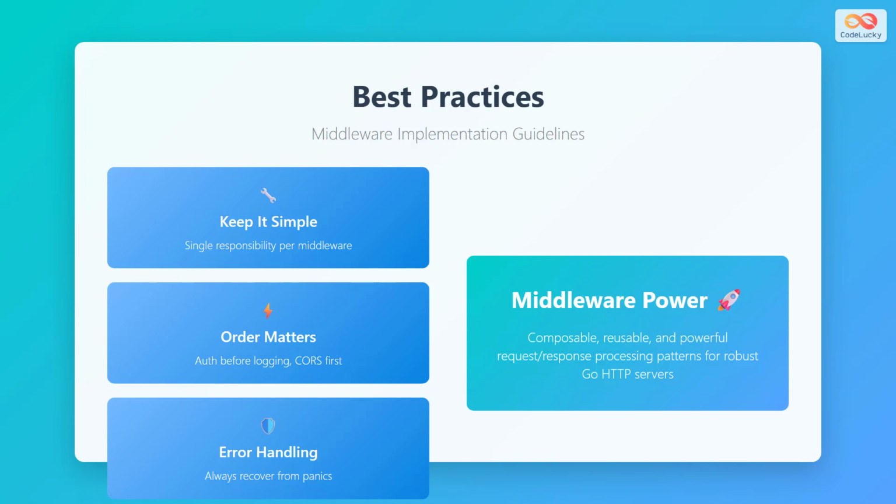Some best practices for middleware implementation are to keep it simple, ensuring that each middleware has a single responsibility. The order of middleware matters, with authentication before logging and cross-origin resource sharing, that is CORS, first. Also, it is recommended to always recover from panics to handle errors gracefully. Middleware provides composable, reusable, and powerful request or response processing patterns for robust Go Hypertext Transfer Protocol, that is HTTP, servers.